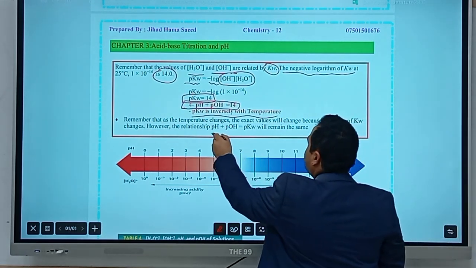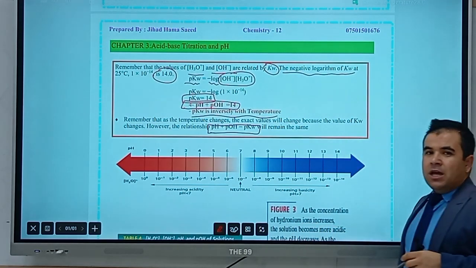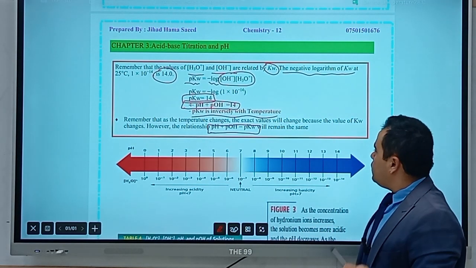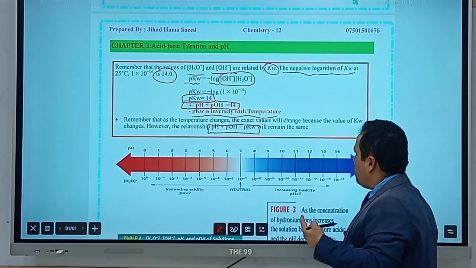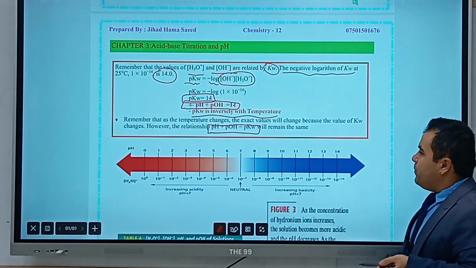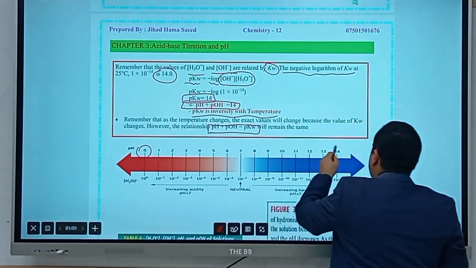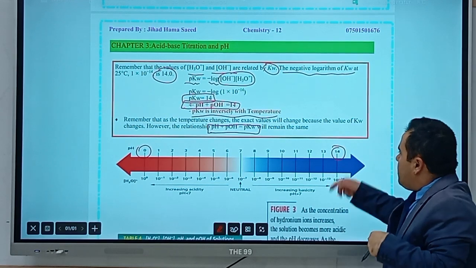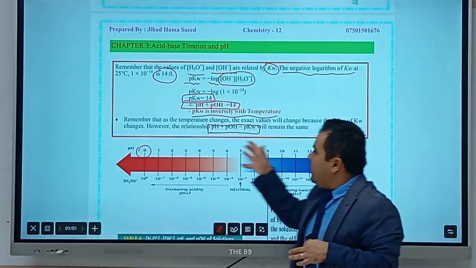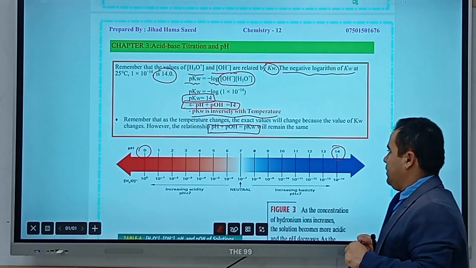And the equation can be represented as pKw equal to pH plus pOH as well. Instead of pKw, we can say 14 always is the number. Why? Because the pH scale ranges between 0 and 14. So the summation of the pH and pOH must be 14, not more than 14.